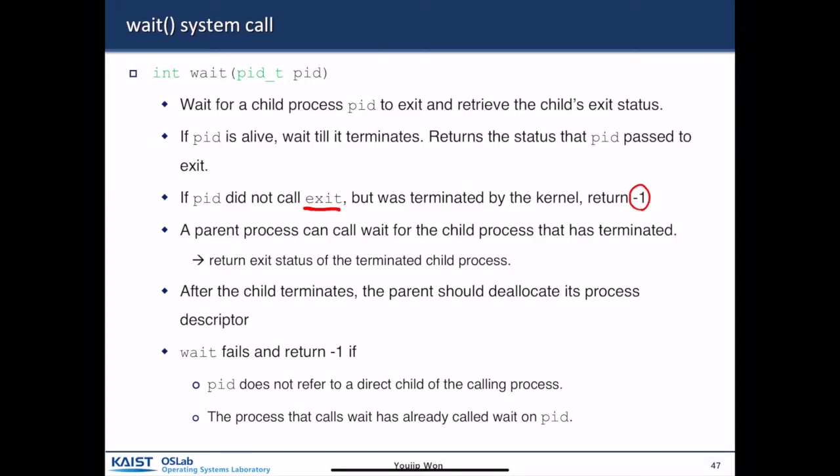The important thing is that after the child terminates, the parent should deallocate its process descriptor. Wait fails if the process ID does not refer to a direct child of the calling process. The operating system limits the ability for a process to wait. It should wait for only its child. And if the process that calls wait has already called wait on PID, then the wait fails.